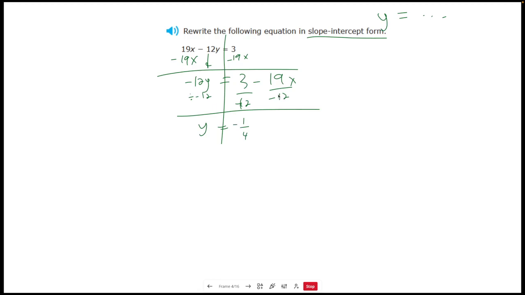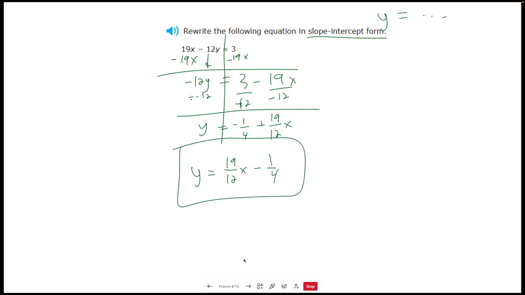And then minus 19 divided by negative 12 becomes positive because it's a negative divided by negative, and it doesn't reduce. So it's just 19 over 12. And we can leave it like this. I guess for slope-intercept, let's put the x first, right? So 19 over 12 x minus 1/4. And this is slope-intercept form, okay? So get the y by itself, y equals mx plus b.